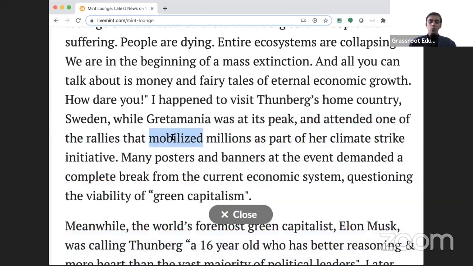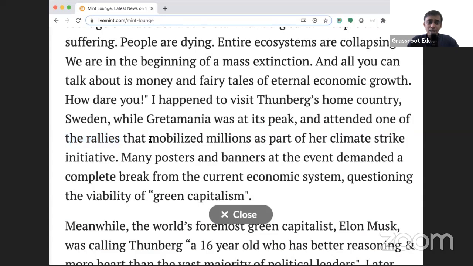What do you mean by the word mobilized? Who can tell me? Good. Attended one of the rallies that mobilized millions. Mobilized? Yeah, it moved, right? It moved millions as part of. And basically, so many people took initiative and joined these rallies. So, mobilized means they were sitting at homes. Now they were made to take some action and they moved into joining these rallies. So, this particular change is called mobilization.